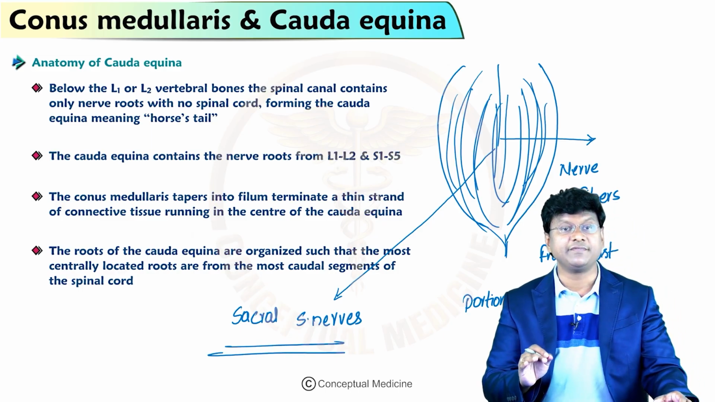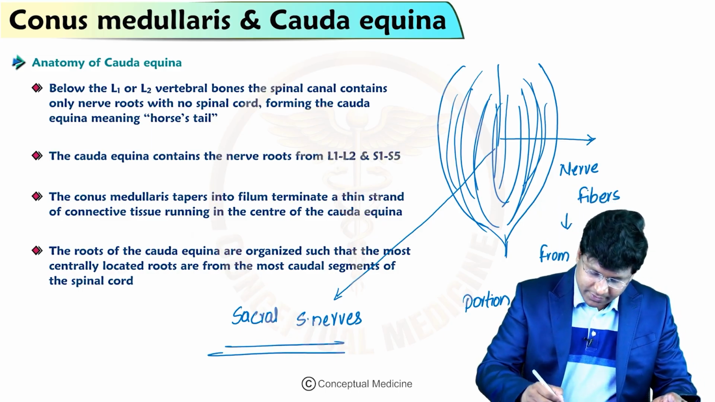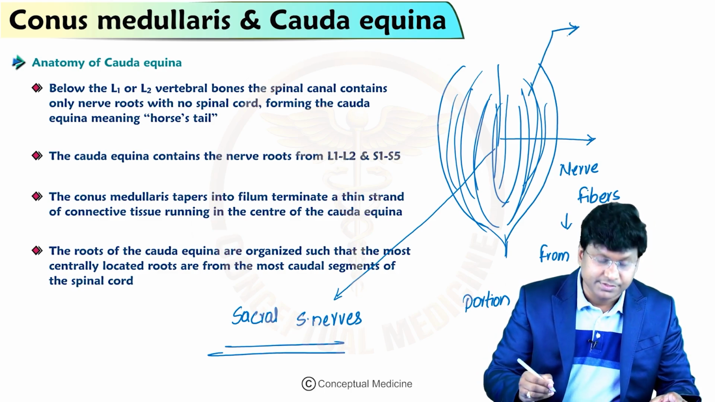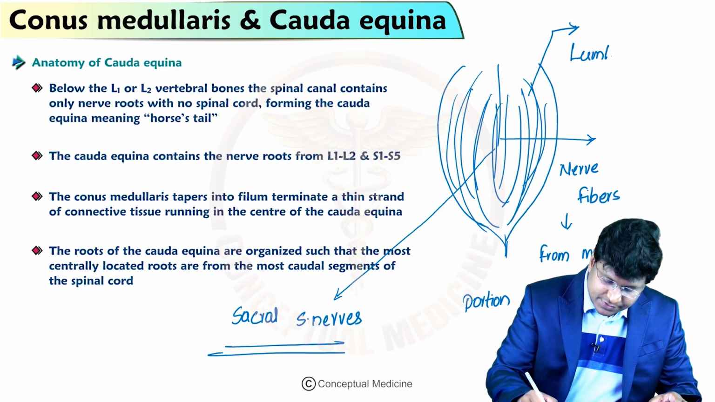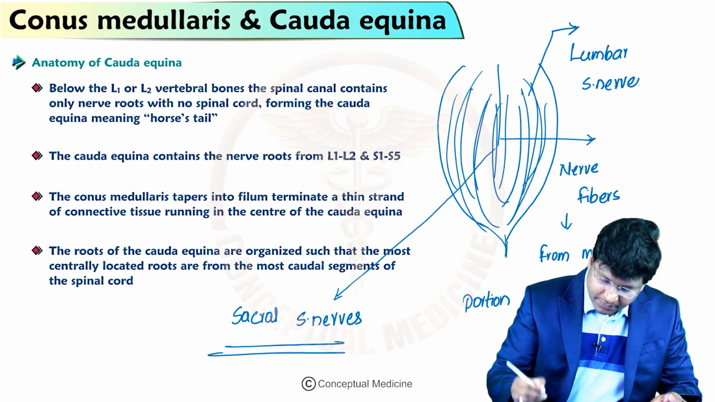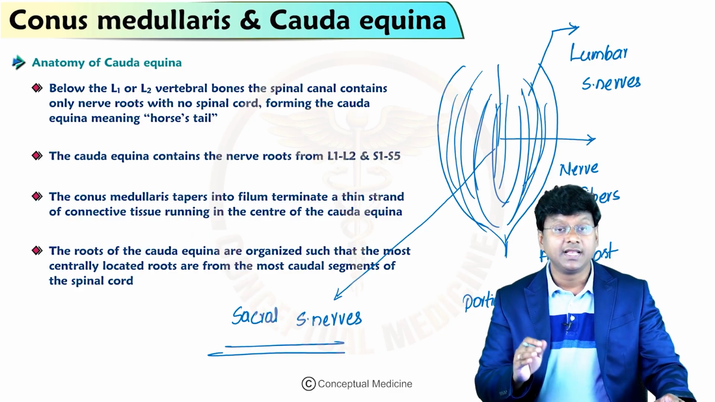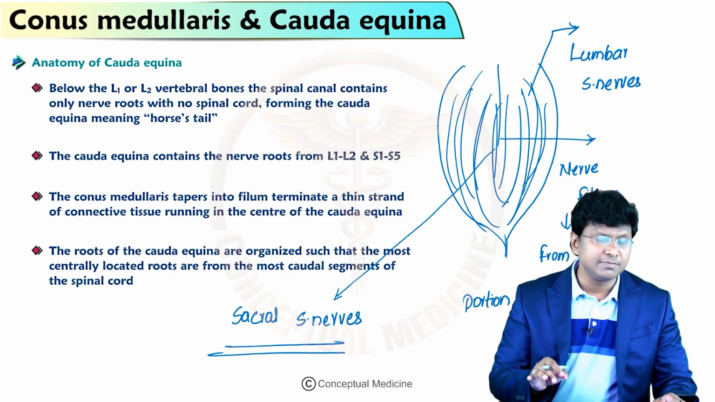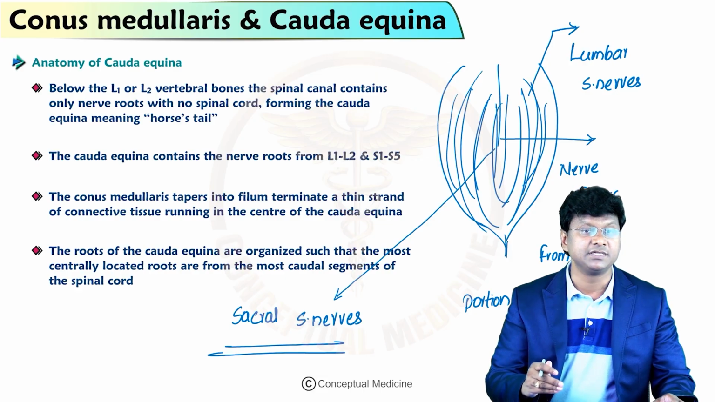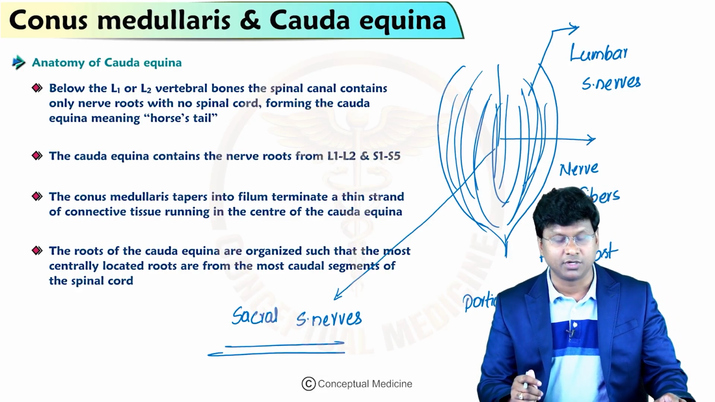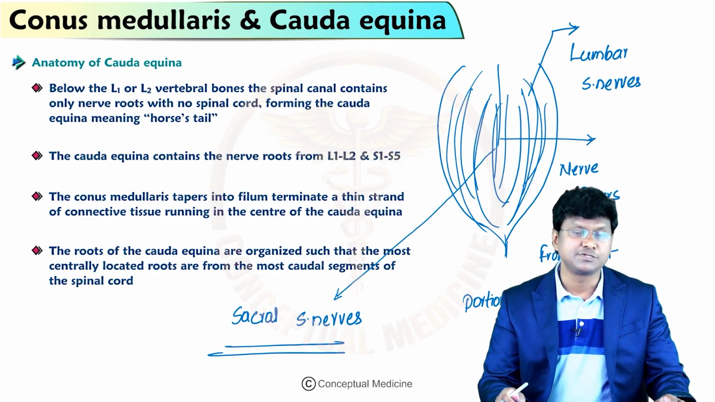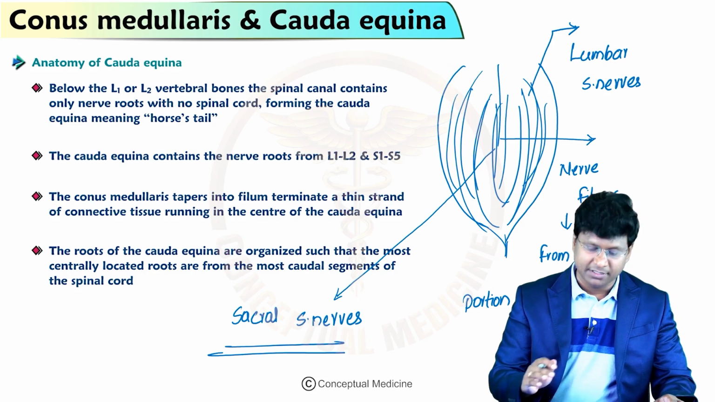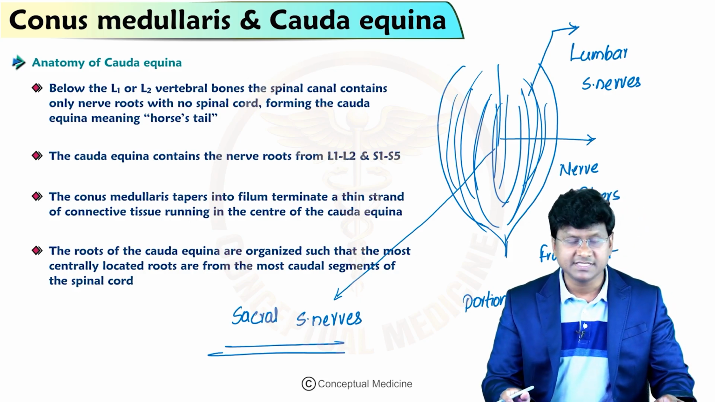Right, in the center what you have is the sacral spinal nerves, whereas in the lateral portions what you have is lumbar spinal nerves. So the centralmost part of the Cauda Equina contains the spinal nerves which are from the distal part of the spinal cord. The lateralmost part is slightly proximal to the distal spinal nerves. That means the lateral part will be lumbar spinal nerves, the central part will be the sacral spinal nerves.